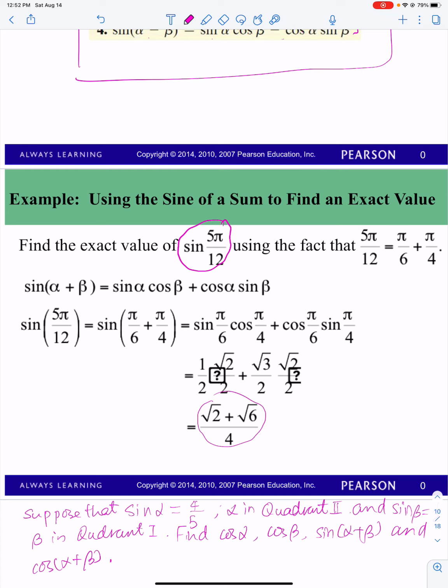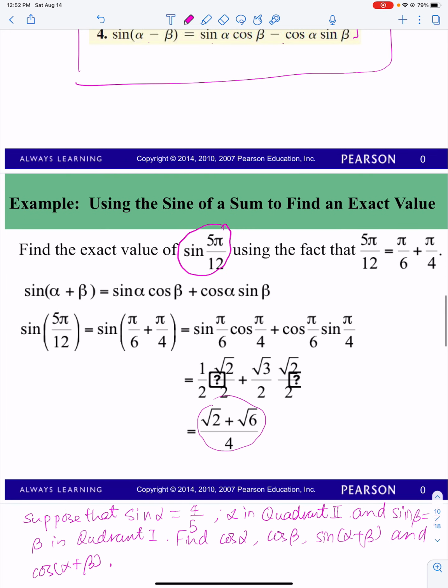How could you know which formula should I use? This will depend on whether you know these angles very quickly. So 5 pi over 12, 5 pi over 12. What are the special angles? 30 degrees, 45 degrees, and 60 degrees. And that is pi over 6, pi over 4, and pi over 3. You with me?